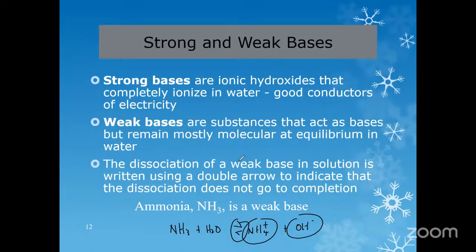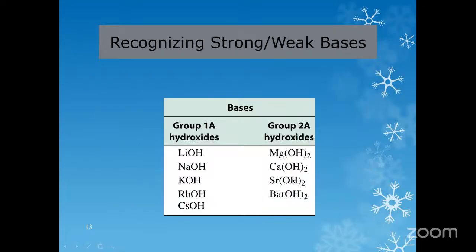And as far as identifying which bases are weak and which are strong, that's an even easier list to remember, because here's the list right here. These are the strong bases. You don't even need to memorize them, except that you need to recognize that they're the hydroxides of the groups 1A and 2A ions. Those are the strong bases. Pretty much all of the bases that you're going to encounter in this course will be weak bases.